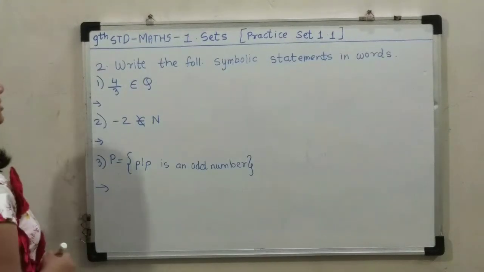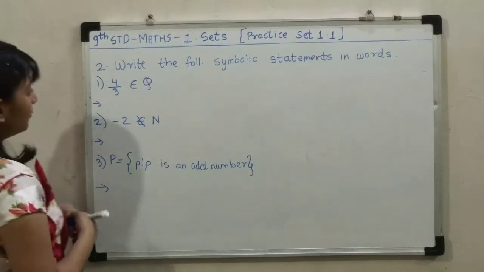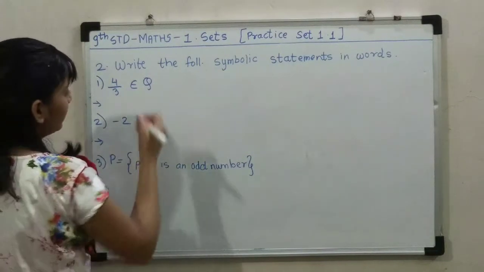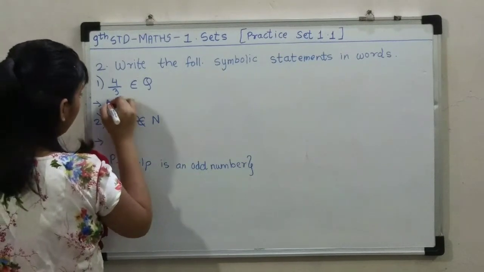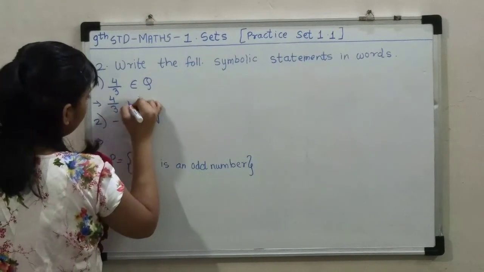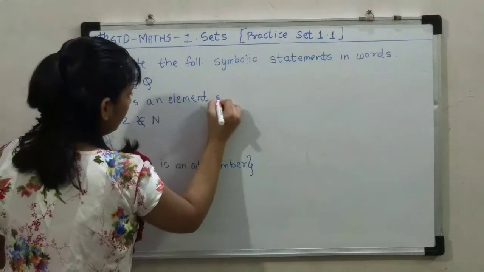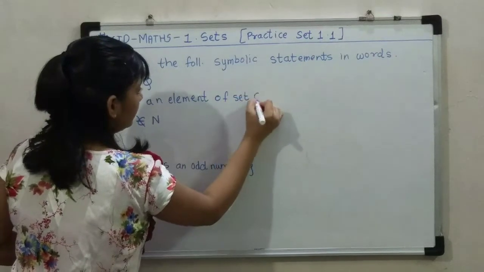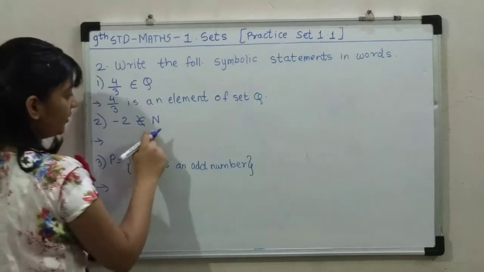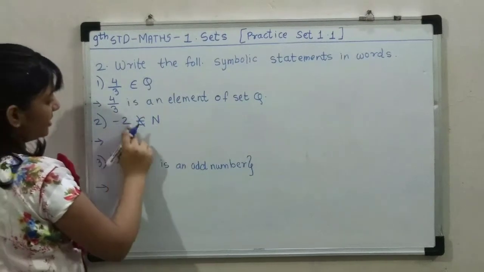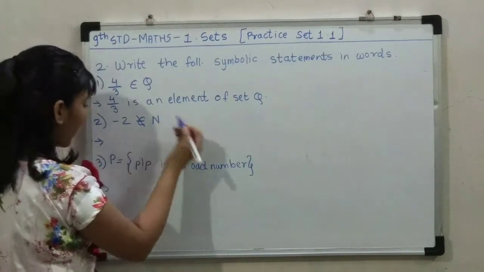The second question is to write the following symbolic statements in words. The first is 4/3 belongs to set Q, so 4/3 is an element of set Q. The second is -2 does not belong to set N, because -2 is not a part of the natural numbers. So -2 is not an element of the natural numbers.